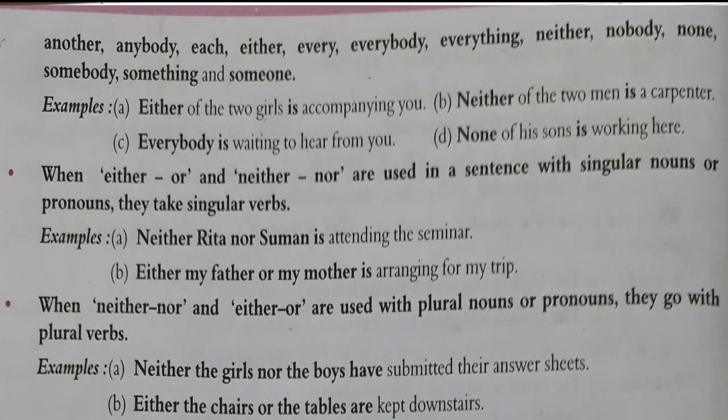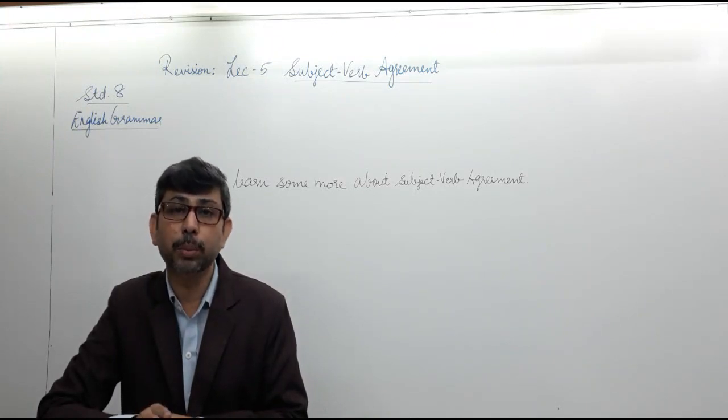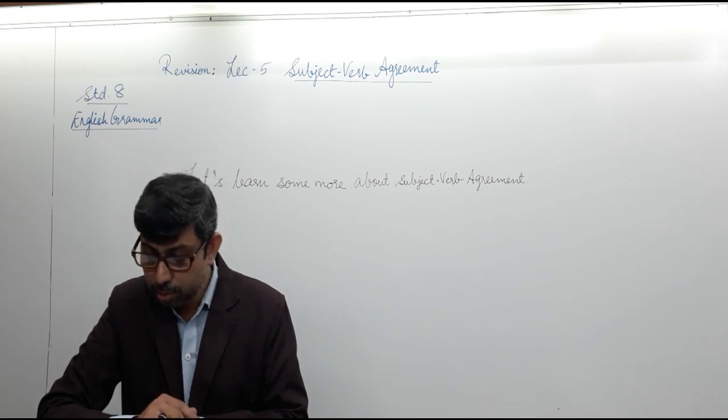Either of the two girls is accompanying you. What have we used over here? We have used a singular verb. That is what we learned from this rule. That if you use any of these words as a subject in a sentence, we use the singular verb in order to agree with its subject. That is the one that you see in the group over here.